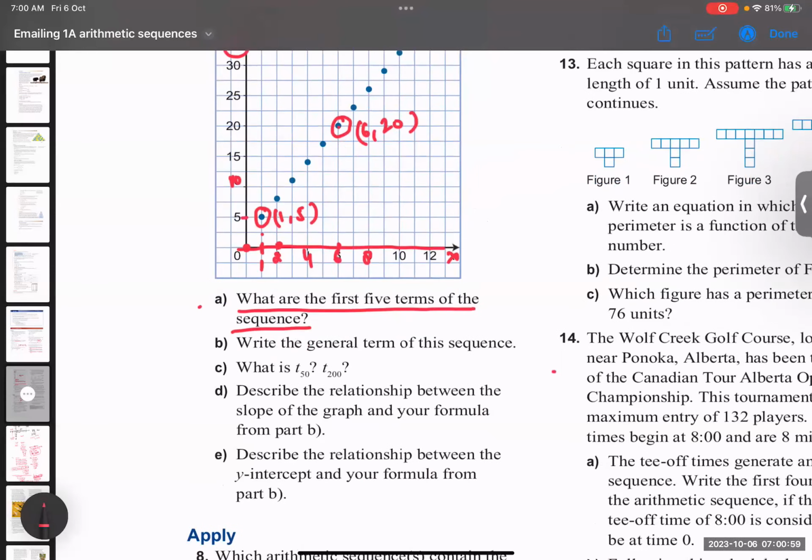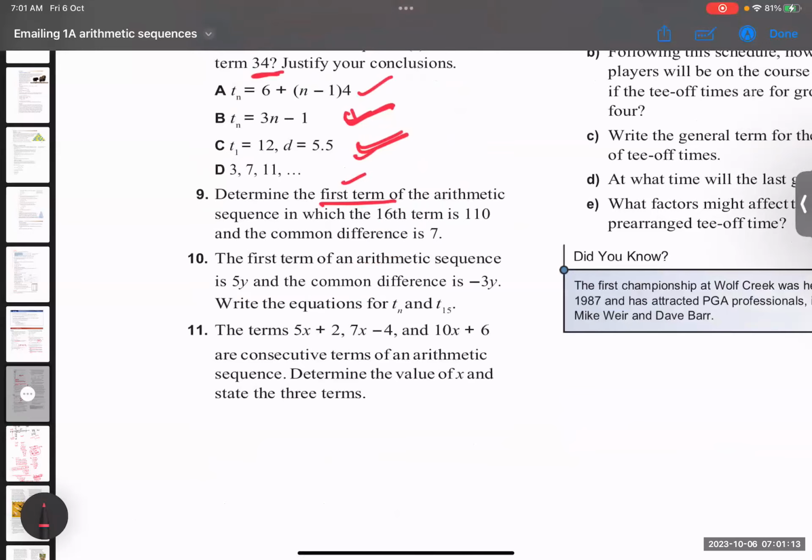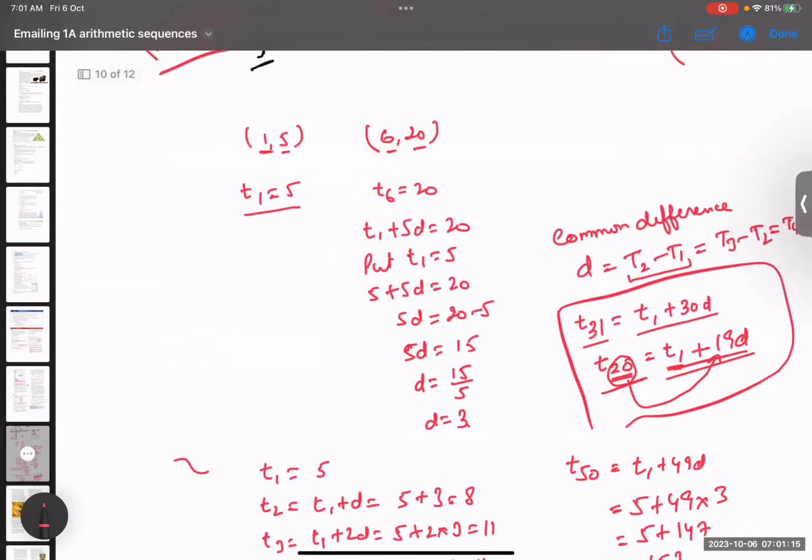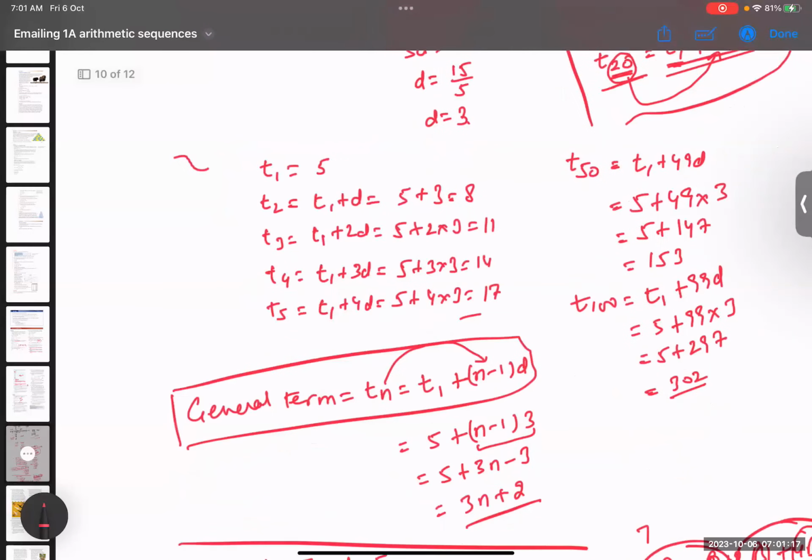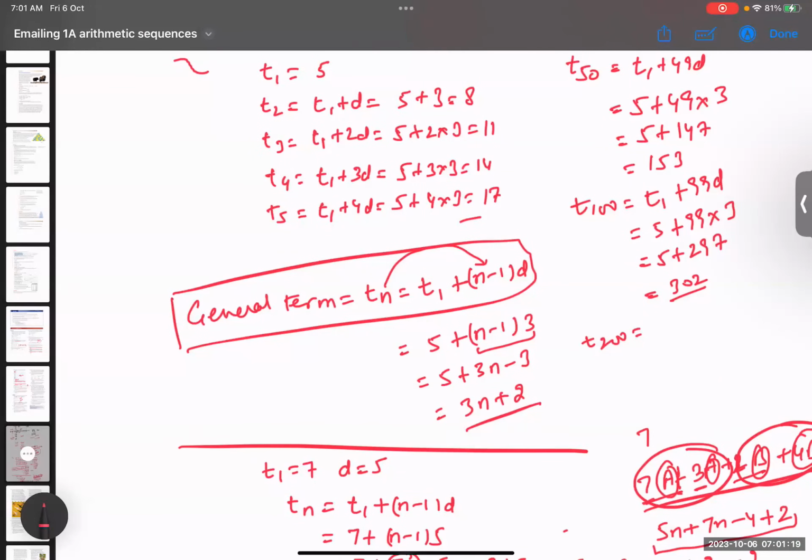What are the first 5 terms we have done? What is the general term of the sequence? That means nth term we have done. What is T50 and T200? We have not done T200, so we write down T200. What is T200? Tell me the answer. What is T200? Tell me.